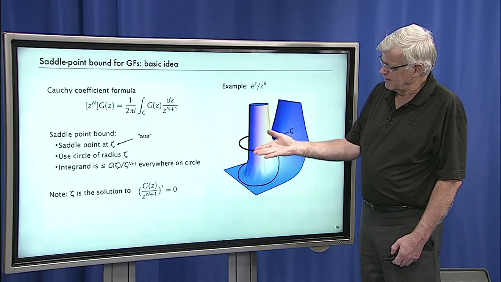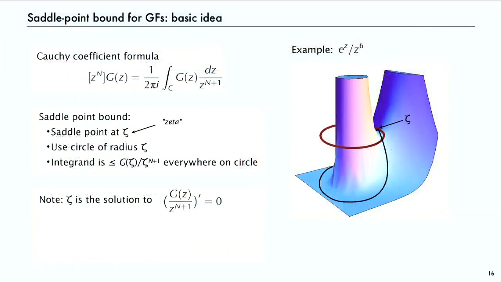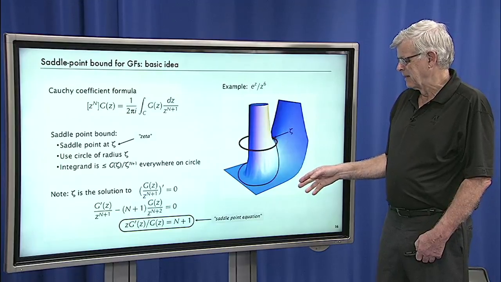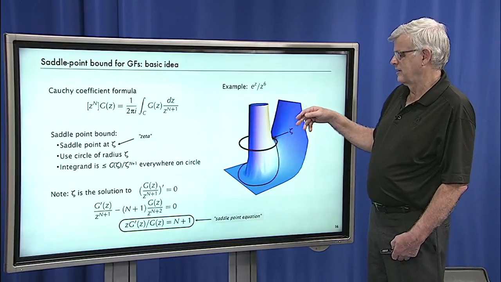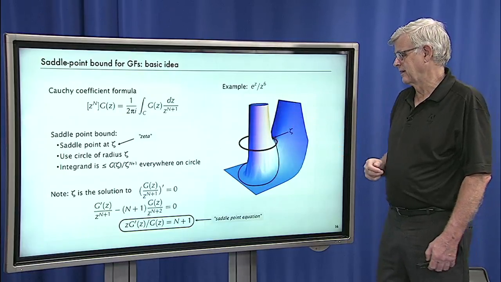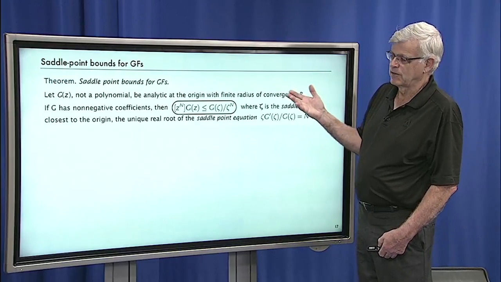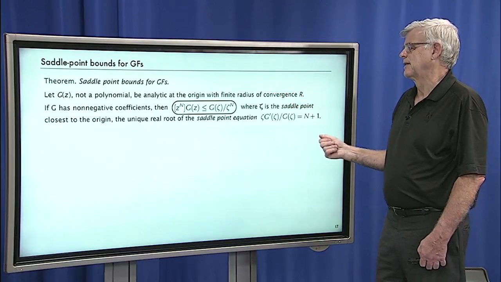Now, what's zeta? It's the solution to the derivative of this function equals 0. And that's just doing the math. The derivative is g prime over z to the n plus 1 minus n plus 1 times g over z to the n plus 2. Multiplying by z to the n plus 2, we get z g prime over g equals n plus 1. That's known as the saddle point equation. So that's the idea. Find zeta and just use the bound g of zeta over zeta to the n plus 1.